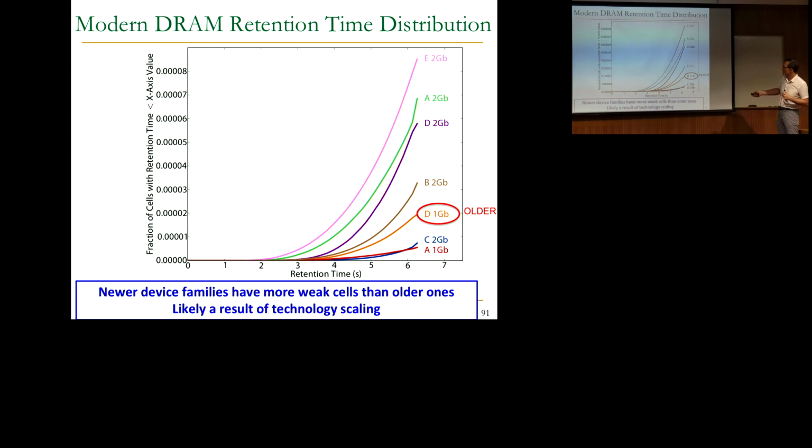In the newer generation of the same manufacturer, the curve shifts to the left, meaning that you have more cells failing at a given retention time. That's true for pretty much all the manufacturers. In the older generation, the retention time curve is to the right. In the newer generation, the curve keeps shifting to the left, meaning that you have more cells failing at a lower retention time. Yes?